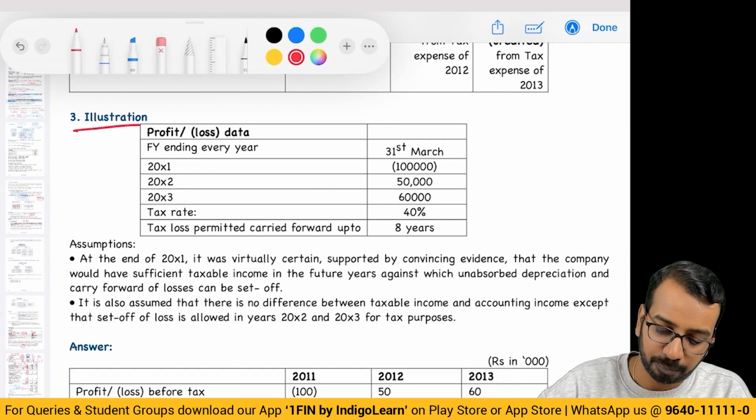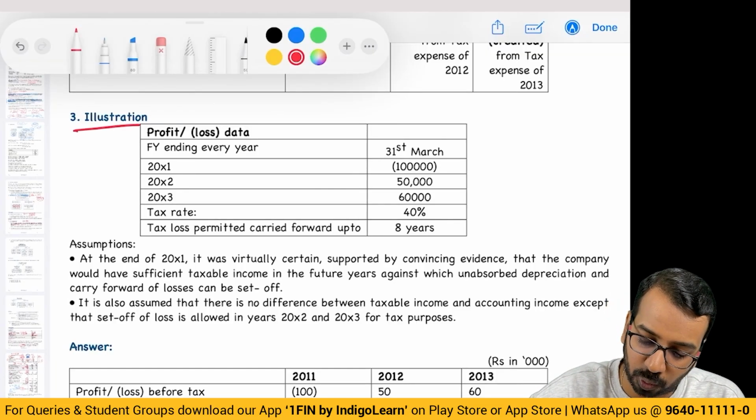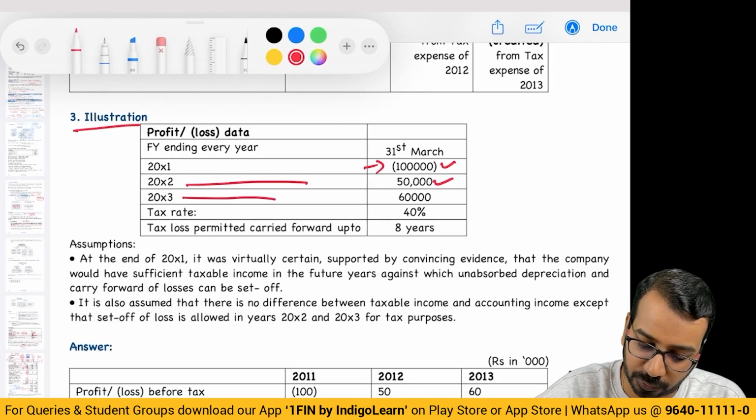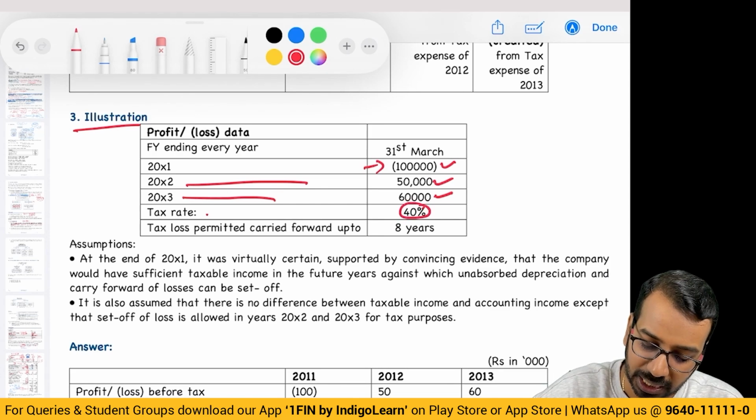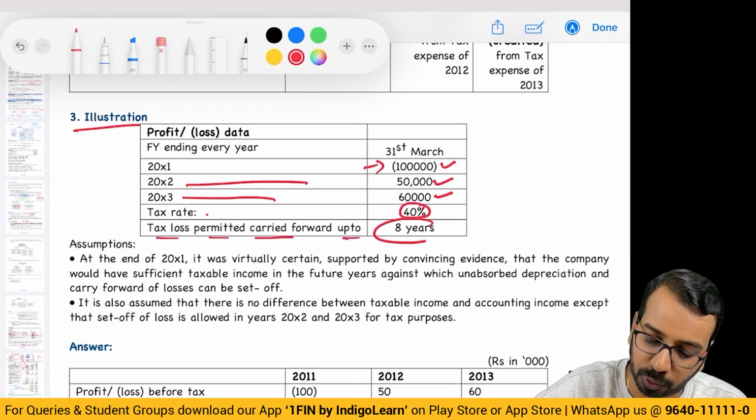Let's look at this question. Year 1, 1 lakh is loss. Year 2 there is a loss of profit of 50,000. Year 3 there is a profit of 60,000. Tax rate is 40%. Tax loss permitted to be carried forward up to 8 years.